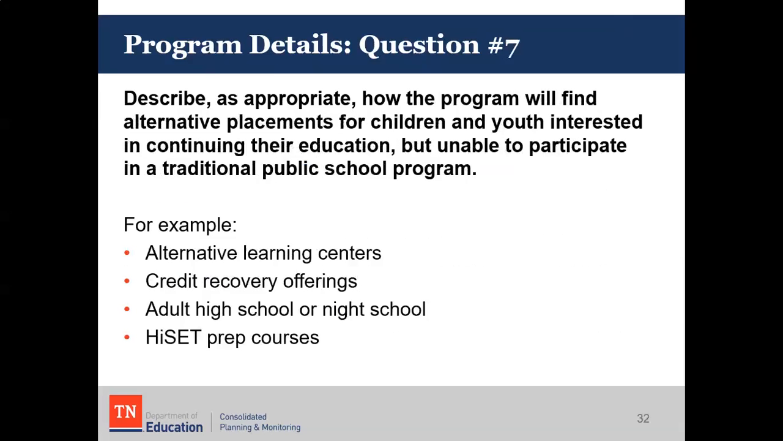Question number 7, describe as appropriate how the program will find alternative placements for children and youth interested in continuing their education but unable to participate in a traditional public school program. Probably the most common offering that we see there is that some districts, due to a student's history or their status when they left the school system, will place them in an alternative learning center, an alternative school for a period of time. Some might offer credit recovery offerings or adult high school or night school or HiSET prep courses for the students.